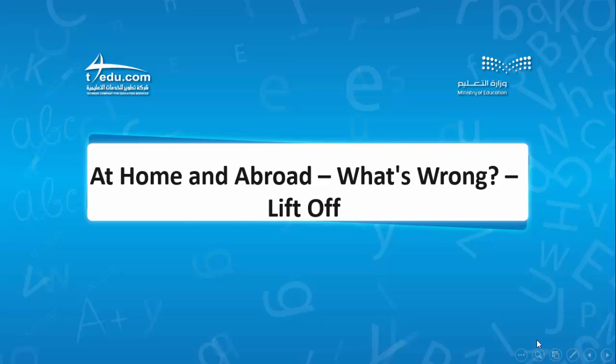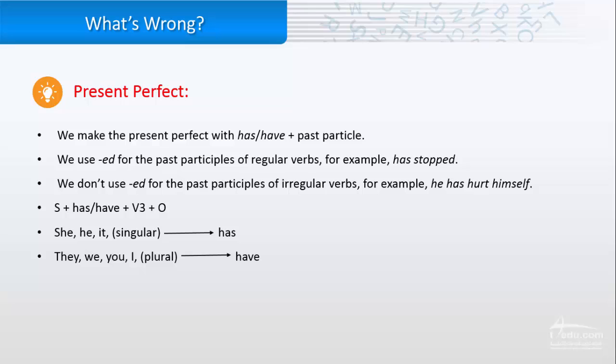Hello, today we are going to talk about At Home and Abroad. What's wrong? from our book Lift Off. The present perfect. We make the present perfect with has and have plus the past participle. So this is how we form the present perfect.